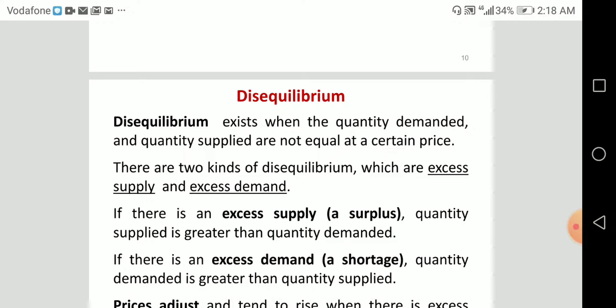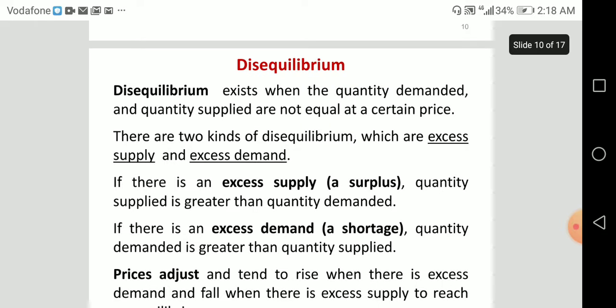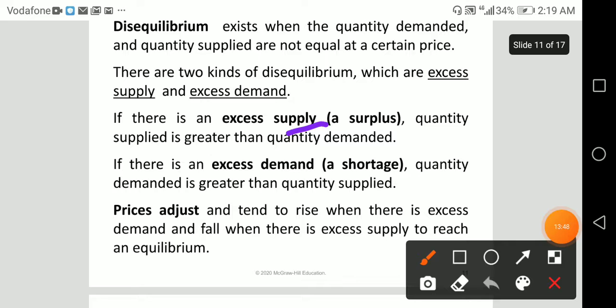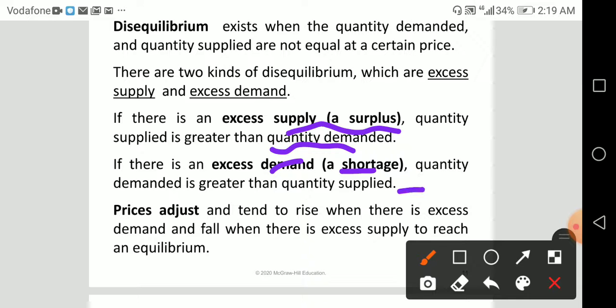It exists when the quantity demanded and the quantity supplied are not equal at a certain price. Of course, it happens. When we have this, we have excess supply or excess demand. Excess supply means a surplus: the quantity supplied is greater than the quantity demanded. What about excess demand? This means a shortage: the quantity demanded is greater than the quantity supplied.